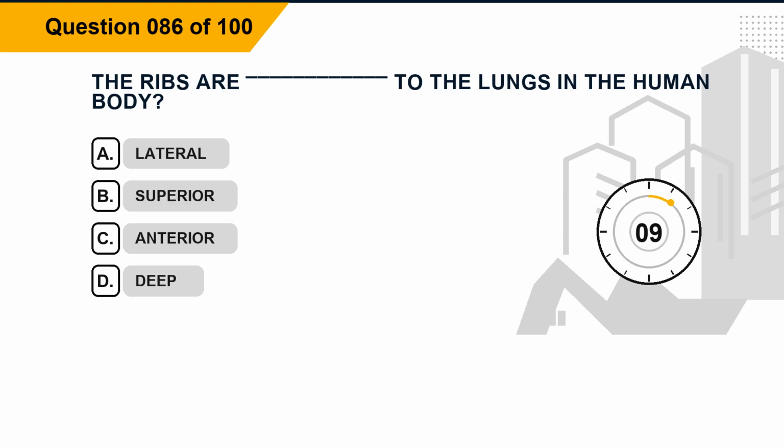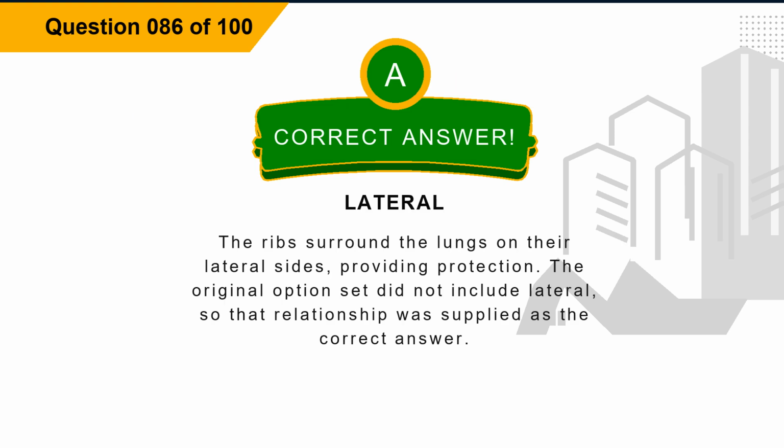Question 86. The ribs are blank to the lungs in the human body. Option A, lateral. Option B, superior. Option C, anterior. Option D, deep. The correct answer is option A, lateral. Explanation. The ribs surround the lungs on their lateral sides, providing protection. The original option set did not include lateral, so that relationship was supplied as the correct answer.